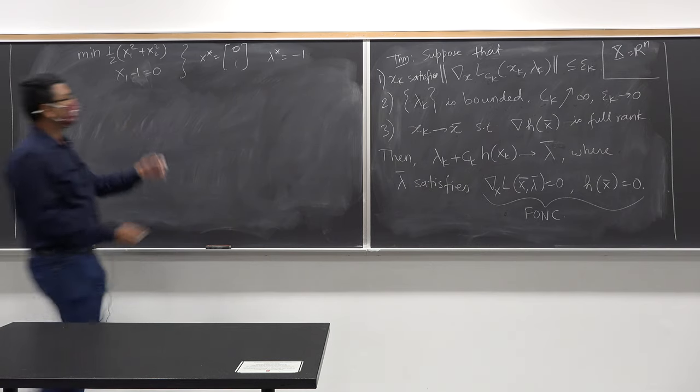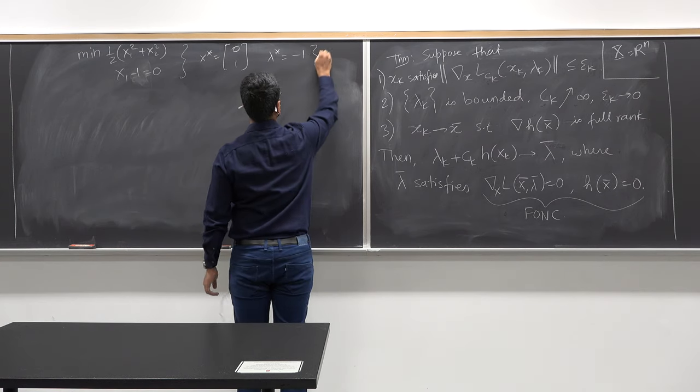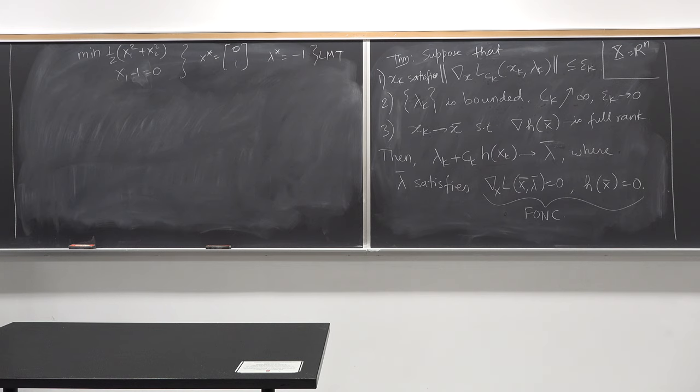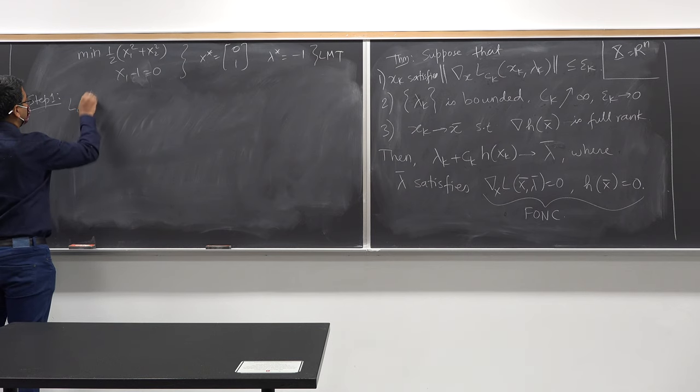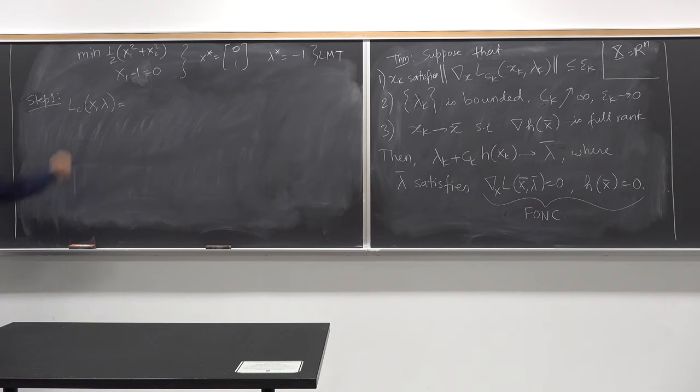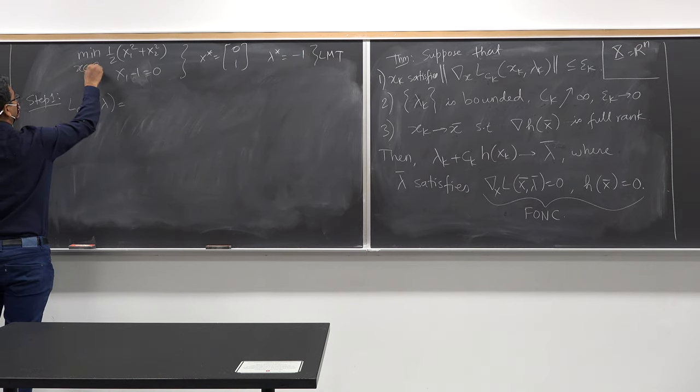How do you get this result? Well, this comes from the Lagrange multiplier theorem. You apply the LMT, Lagrange multiplier theorem, on this problem and you get that answer. Now I need to construct step one. I need to construct the augmented Lagrangian. So L_c of x, lambda is given by, oh, this x is in R2.